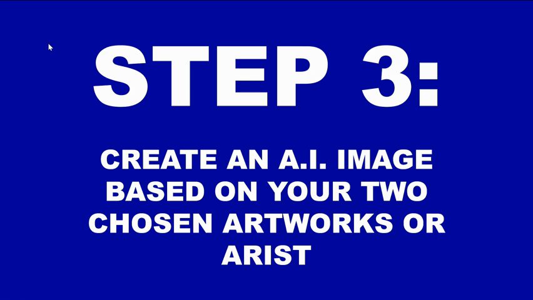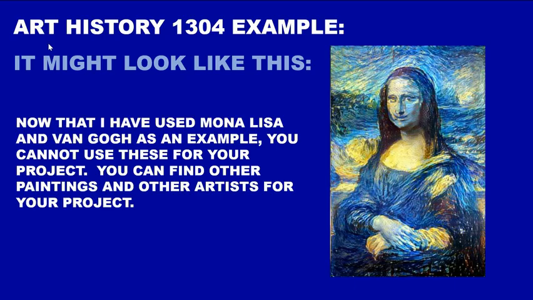So step 3 is create an AI image based on your 2 chosen artworks or artists. For 1304, like, what if Mona Lisa was created by Vincent van Gogh? Here's what it might have looked like. But now that I've used Mona Lisa and Van Gogh as an example, I don't want you to use these for your project. Find a different artwork other than Mona Lisa. Find a different artwork rather than Starry Night. There's so many other artworks and artists you can choose from.